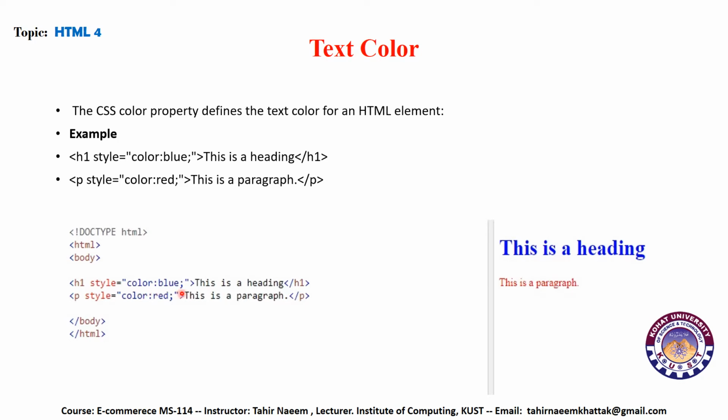Here I have turned the color into blue. This is heading 1, and look at here to the result. This is heading. So it is turned into blue, while this is paragraph. I have turned this color into red, and here you can see for yourself that its color is turned into red.